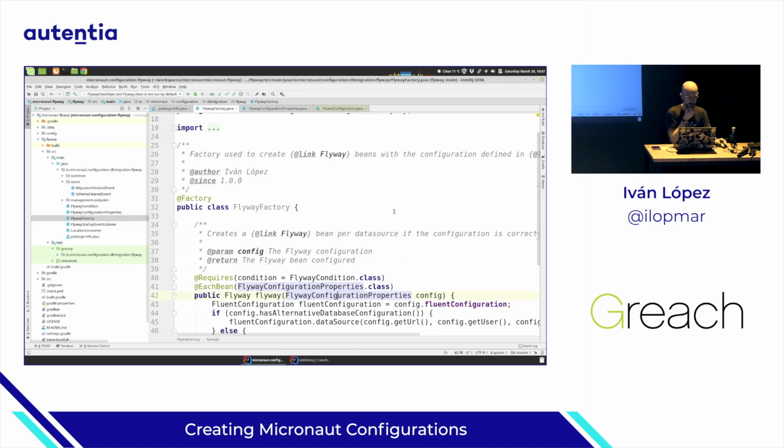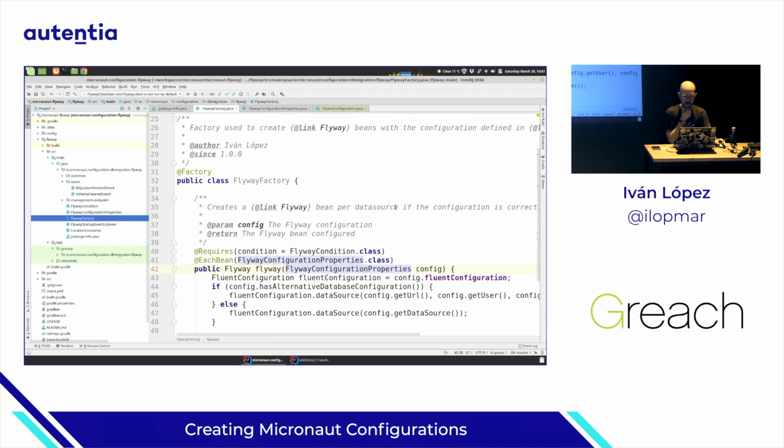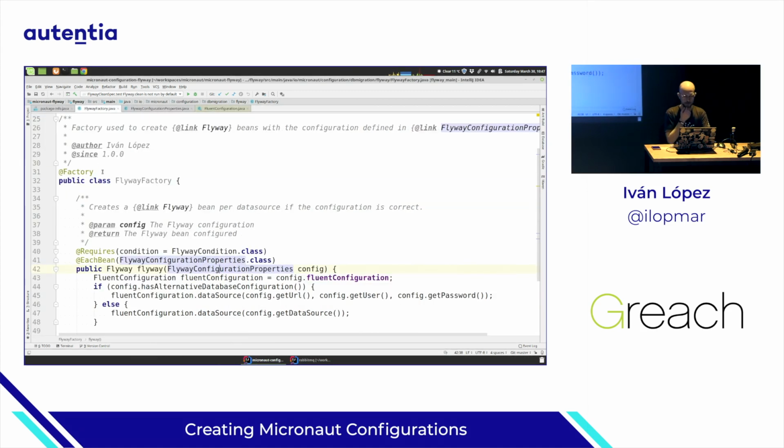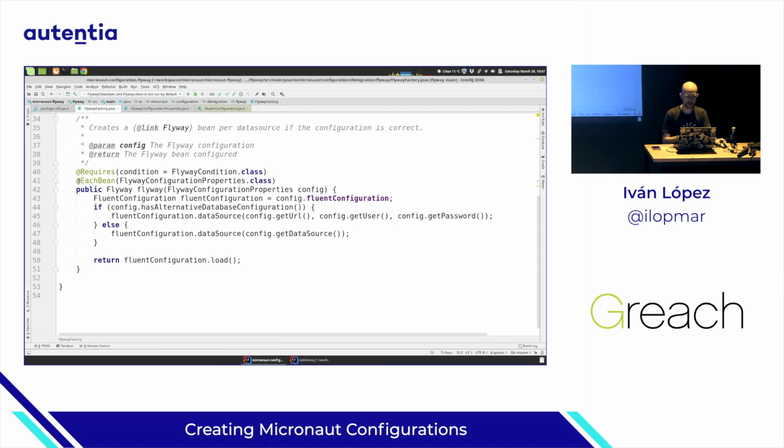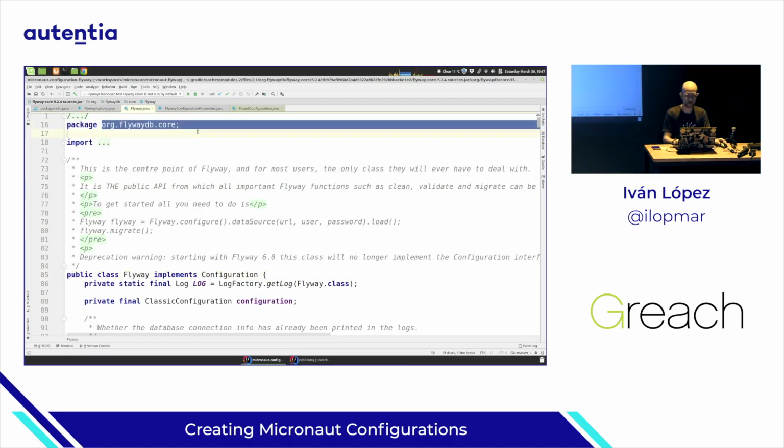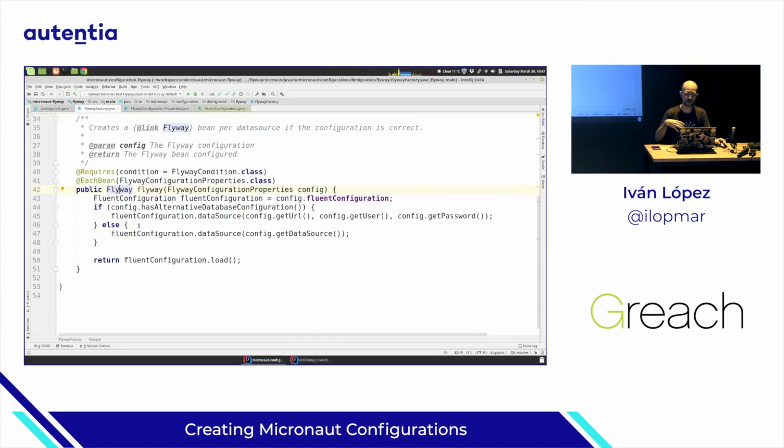What else? This is the factory I showed you before. So create a class, annotate it with a factory, and for each bean that we have defined before with this configuration, we need to return a Flyway, and this is again a class from Flyway. So this is how we create Micronaut beans using third-party classes. So this load method actually returns a Flyway object.